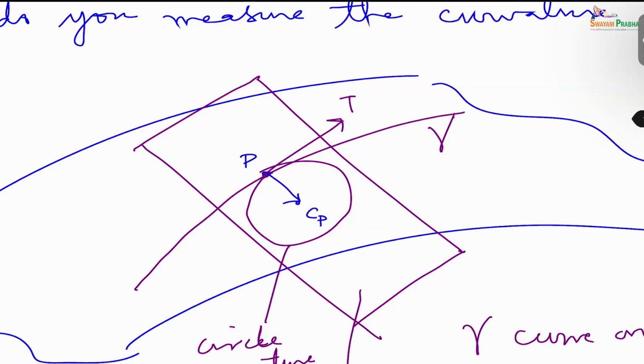Now you have a curvature vector, and I've already told you that the normal to the plane keeps changing. Trying to measure the rate of change of this normal to the plane is the same as measuring the change of this plane, and this is what is called torsion. So if the torsion is 0, it means that it's a plane curve, and conversely.